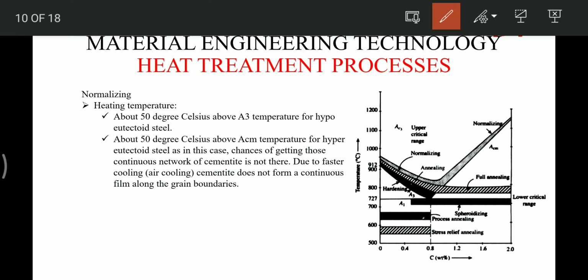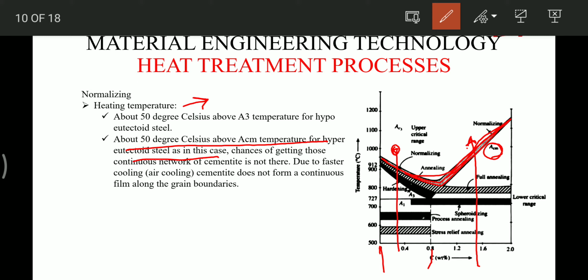Now again, the heating temperature. For normalizing, the heating temperature is represented by this area or these lines. Okay friends, for hypoeutectoid steel we are crossing A3. We are heating the specimen 50 degrees above A3, and for the hypereutectoid steels we are heating about 50 degrees above ACM.